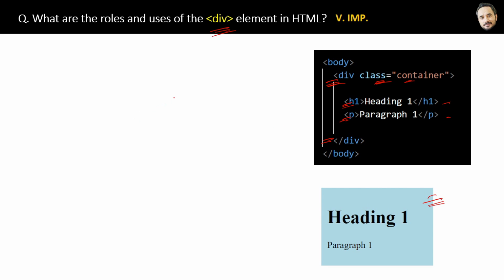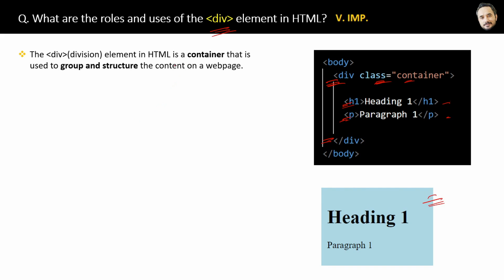So the definition is that div, which stands for division element in HTML, is a container that is used to group and structure the content on a web page.